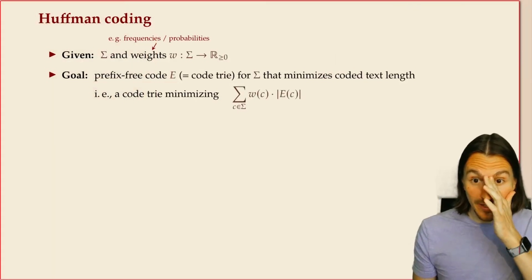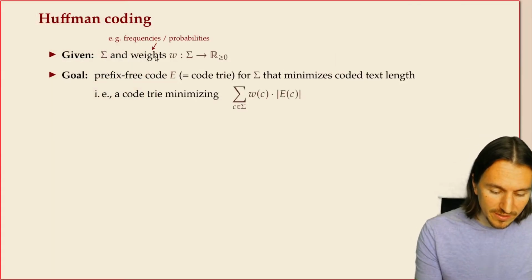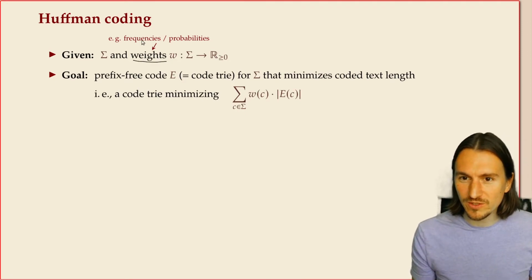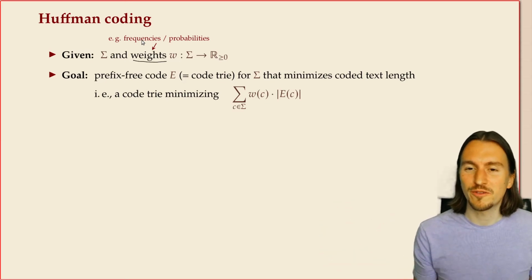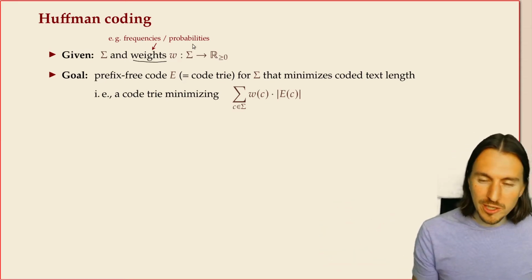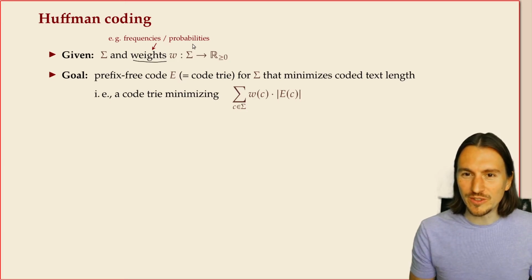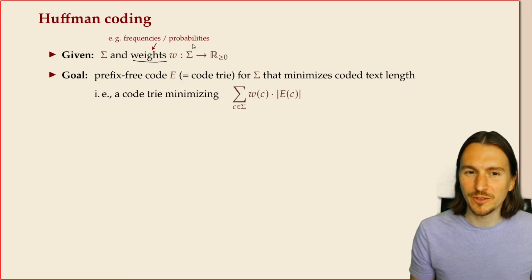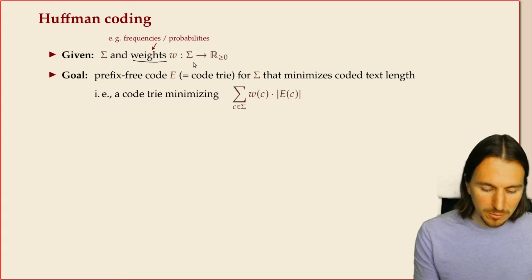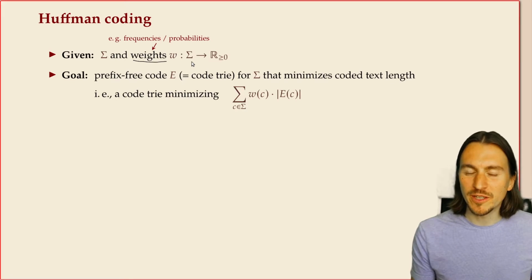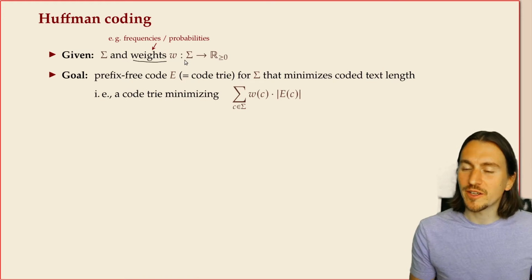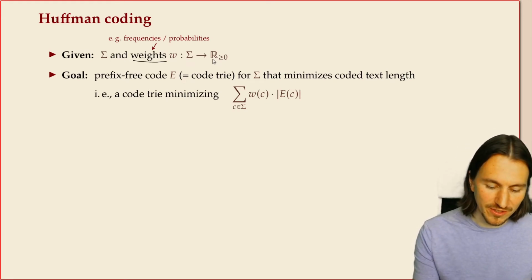So Huffman coding starts with a source alphabet and weights. Now these weights could be frequencies from a given source text. So we just go through the text and count how often each character occurs. Or it could be probabilities if we have some assumption that the text is generated randomly and we know roughly how often each character occurs, how likely each character is to occur. So what we assume here, just for making this formal, is that we have a function that assigns a weight to every character in the source alphabet, and that this is a non-negative number.